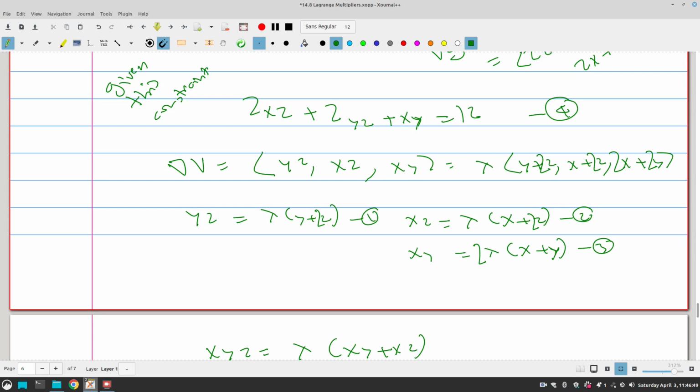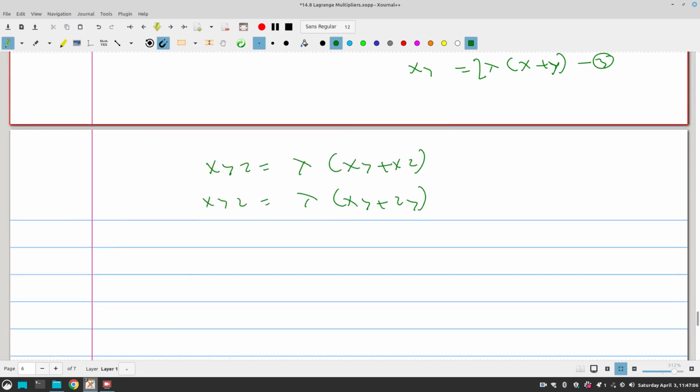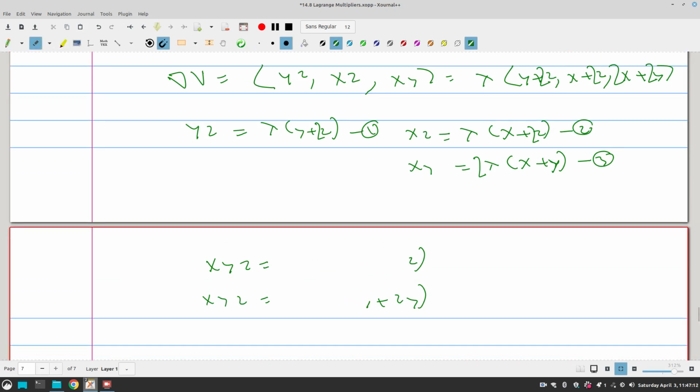Twice z plus y, yz equals twice z plus y, right? Xz equals x plus twice z, and xy equals twice x plus twice y, lambda, right? And of course the constraint equation is twice xz plus twice yz plus xy equals 12. Now this makes sense, right? So you want to make the LHS in each equation equal to xyz.